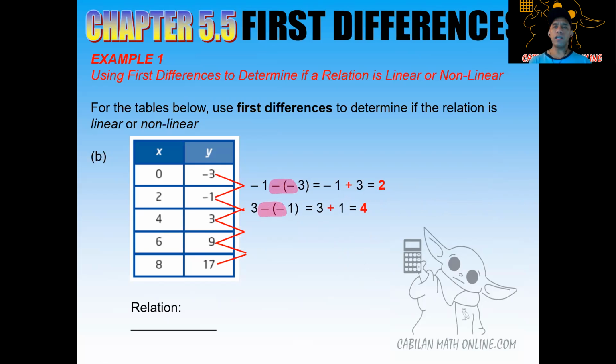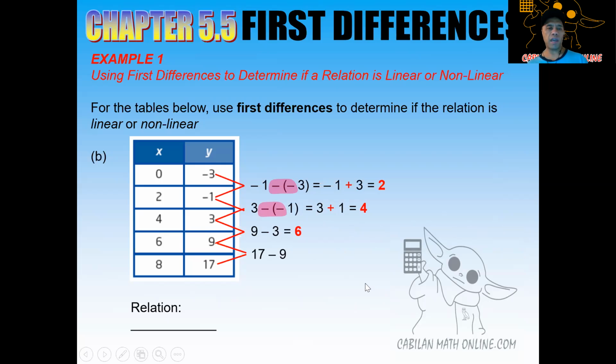Now, I've only done the first two so far. Notice that already the first two differences are different. So this should be a dead giveaway right now that this is not going to be a linear relationship. But let's just finish this question to make sure. For this next one over here, if we take the 3 and subtract it from the 9, we get 6.